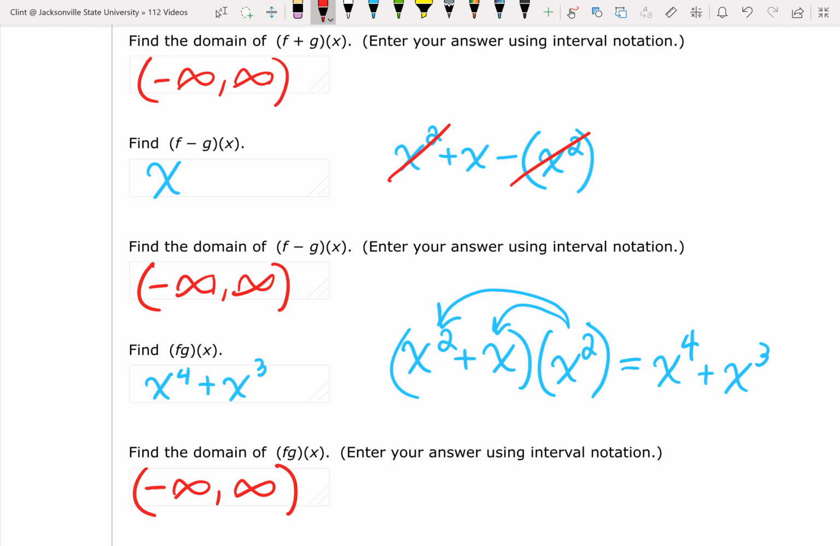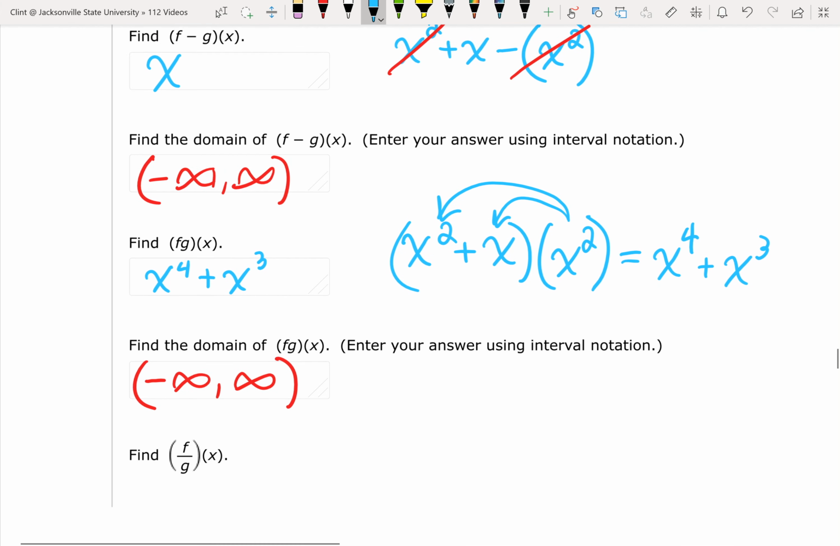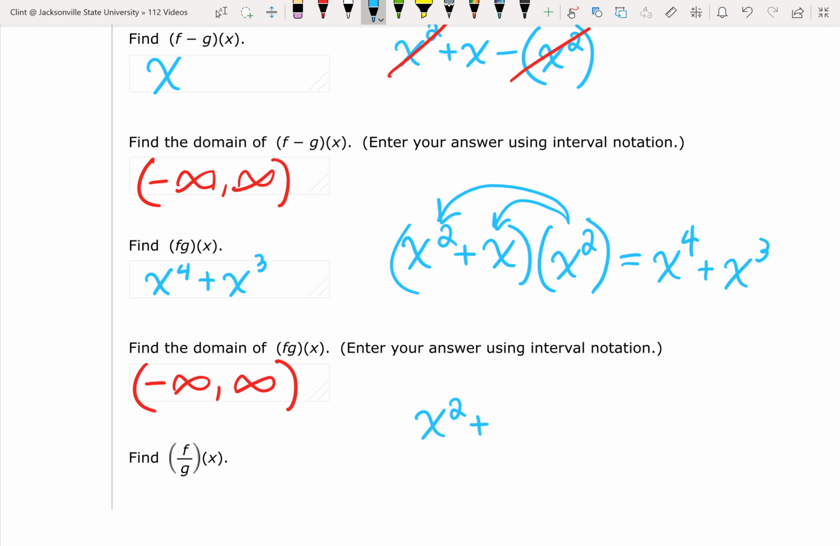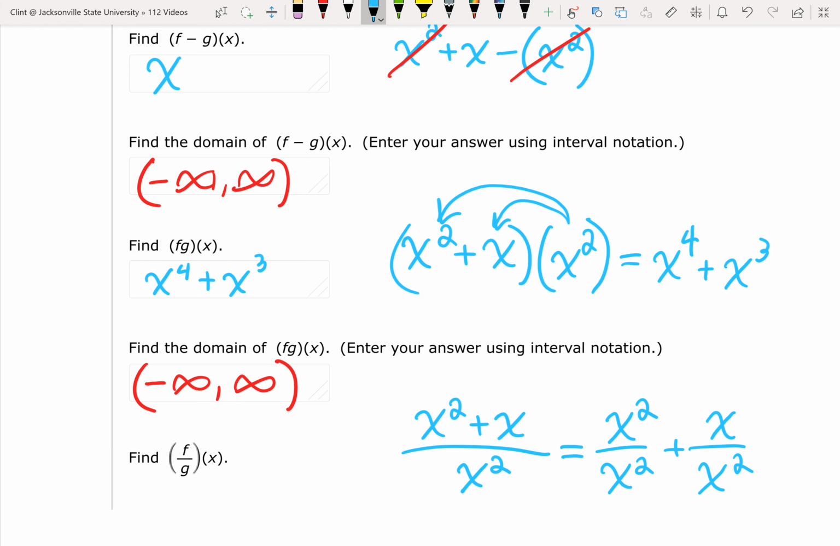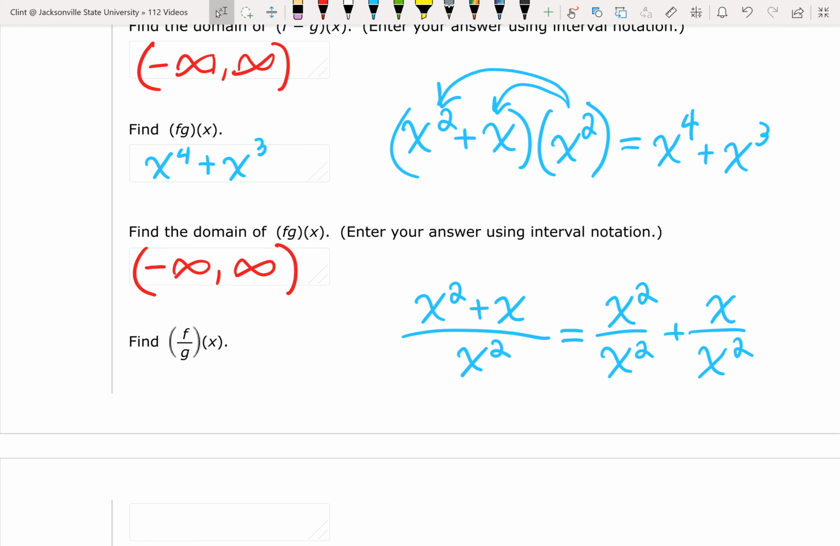On the last one with division, anytime you're dividing, you need to be extra careful on the domain. Okay, so dividing, we'll have f, which is x squared plus x, over g, which is x squared. Here, we can split this up, so this is x squared over x squared, plus x over x squared. And then we can simplify. So x squared over x squared is 1. And then one of the x's in the top will cancel with one of the x's in the bottom, leaving 1 over x.